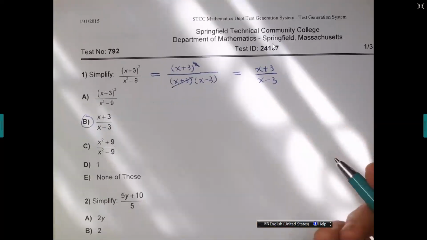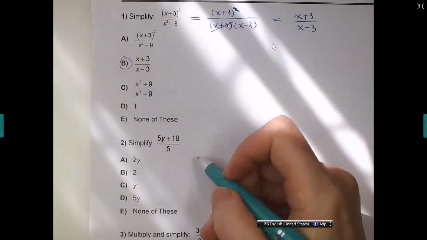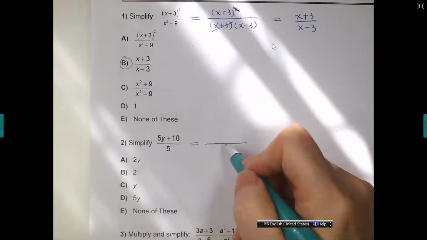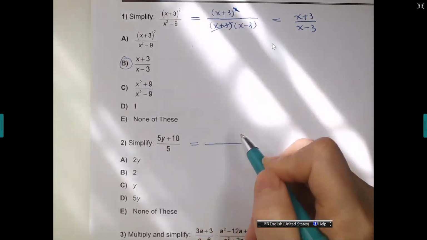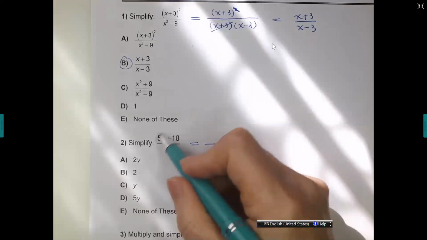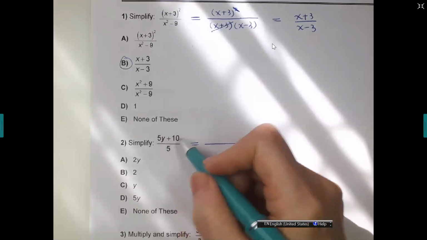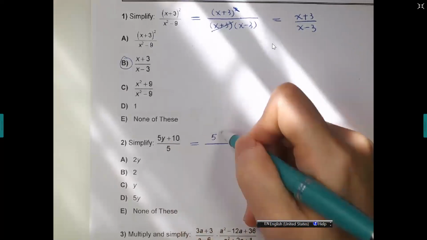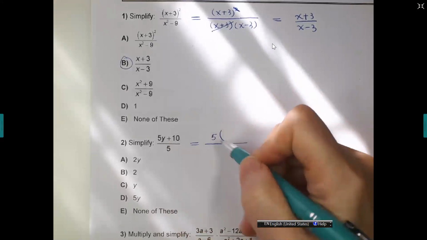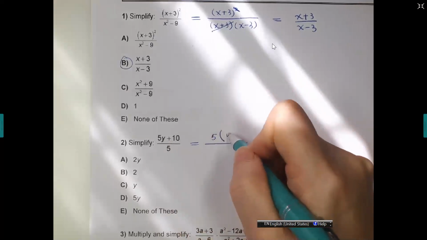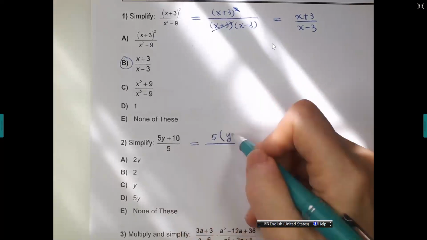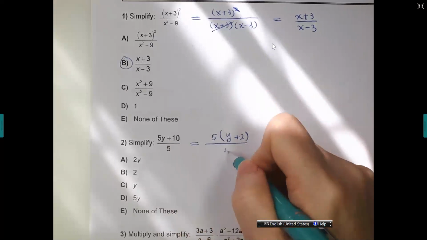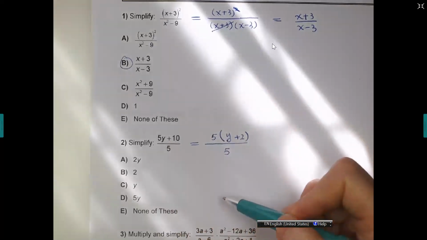Second problem, same thing. Simplify the rational expression. Factor. Whenever we do the factor, what do we do first? Check GCF. Do we see any GCF? On the numerator, I see 5y, I see 10. I know 5 is a common factor. So 5 times what? The leftover goes to the parentheses. 5y divided by 5, we have y left. And 10 divided by 5, we have 2. So 5 times (y+2). Over what? Over 5. You don't have to factor 5.